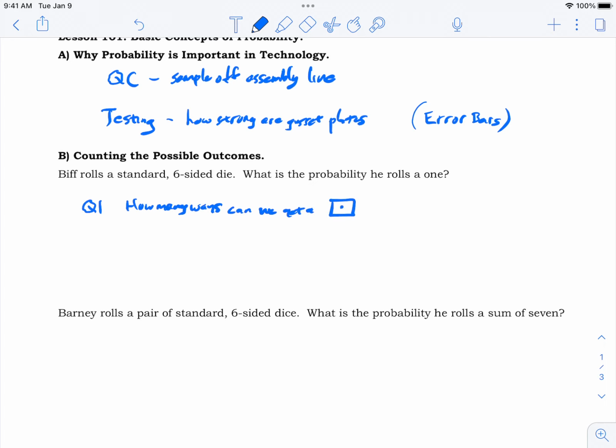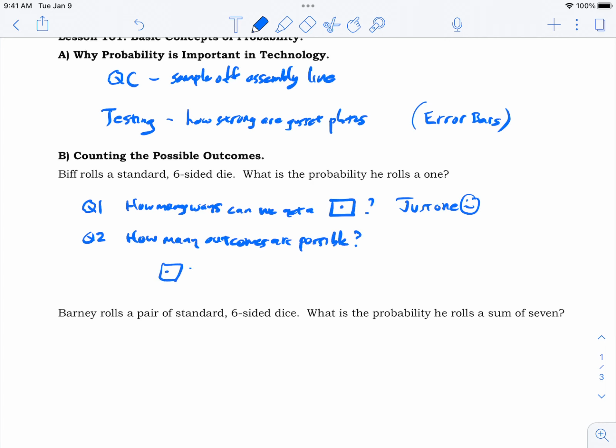And I'll actually draw it. How many ways can you get a 1? Well, just one. But the other question you have to ask is, how many outcomes are possible, because you might not get a 1, you might get something else too. So you have to count how many outcomes are possible, all the outcomes that are possible, whether they're a 1 or something else.